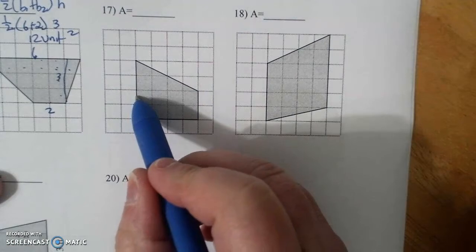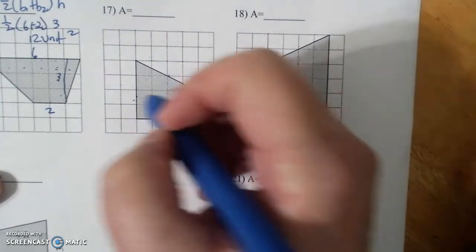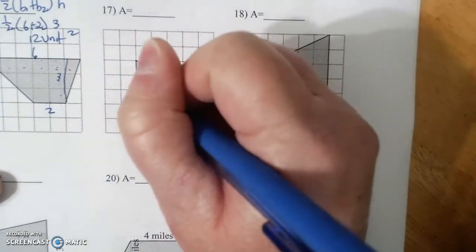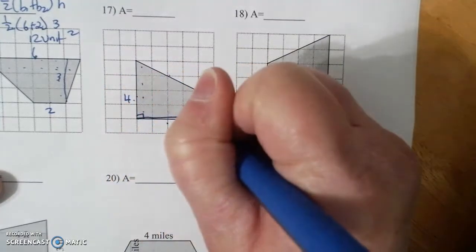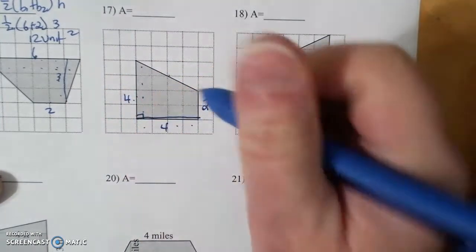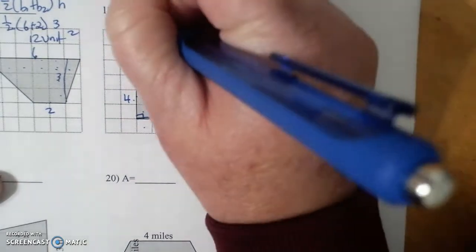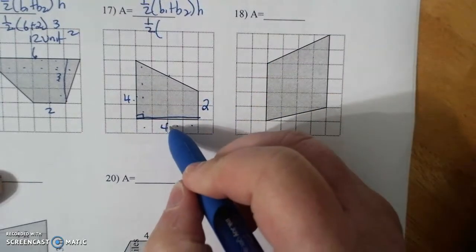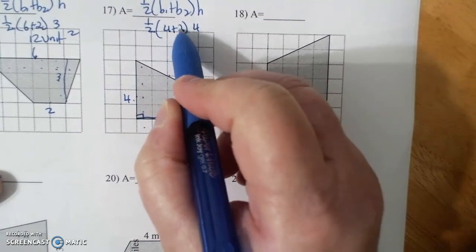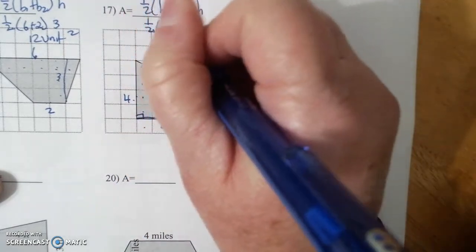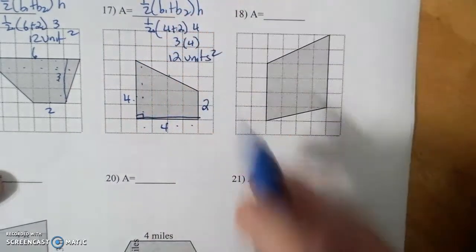This is a trapezoid. It's four-sided. It has one set of parallel lines and one set of non-parallel lines. This is a base of 2. This is a base of 4. This is a perpendicular height of 1, 2, 3, 4. So that is 1/2 B1 plus B2 times h. 1/2 times 4 plus 2 times 4. 4 plus 2 is 6. 6 times 1/2 is 3. 3 times 4 is 12 units squared.